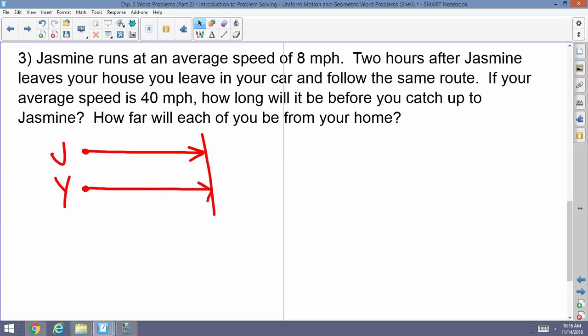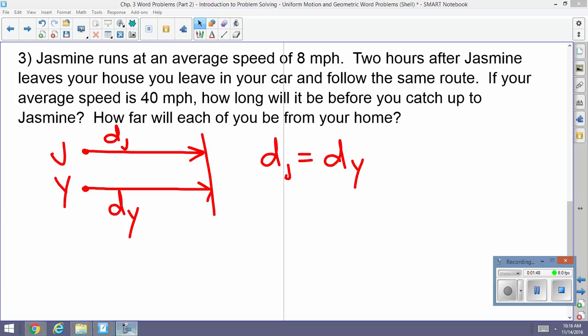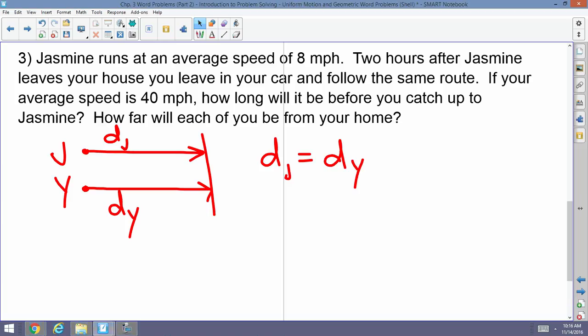So let's think about the distances. What do we know for sure about Jasmine's distance and your distance? They're the same distance. They are equal. So you know that Jasmine's distance equals your distance. Does that make sense, guys? Visualizing it really helps a lot, I find. Now, let's do the math.